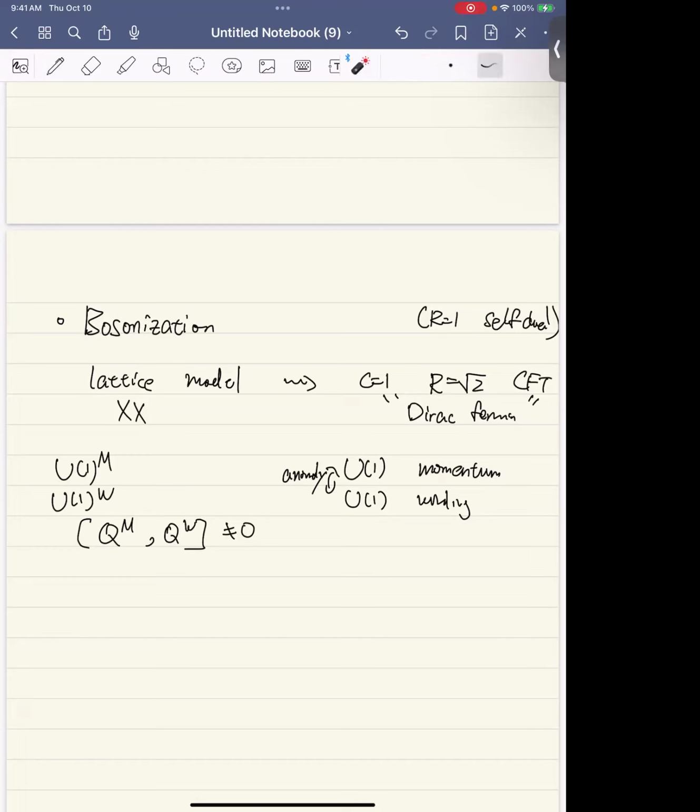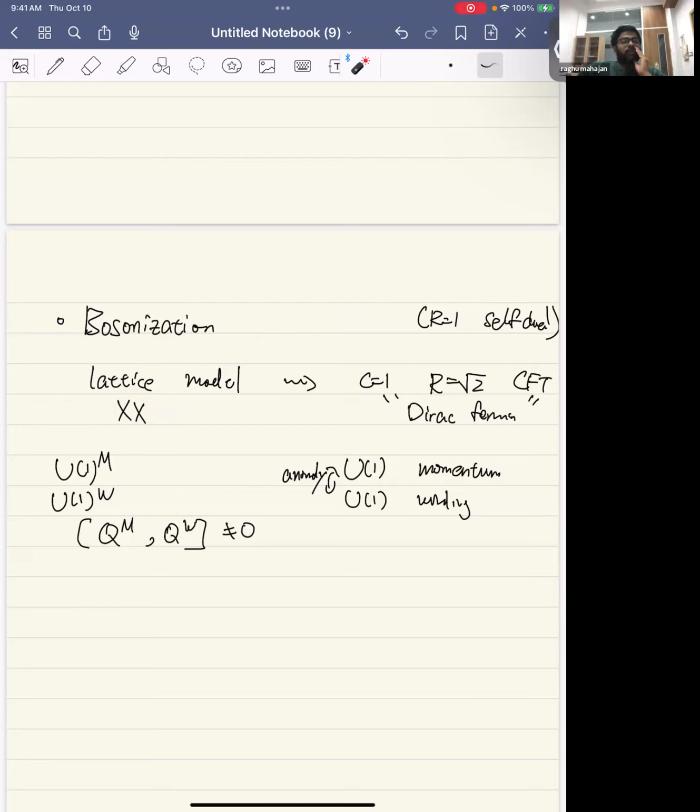So the bosonization of this story would be to realize both the momentum and the winding U1 symmetries on the lattice. And the lattice model is none other than Heisenberg's XX model. But the price we pay is that the momentum and the winding charge on the lattice don't commute, and they form the Onsager algebra. Sorry, are you saying that the momentum and winding cannot be simultaneously gauged? Yes, in the continuum. They cannot be simultaneously gauged.